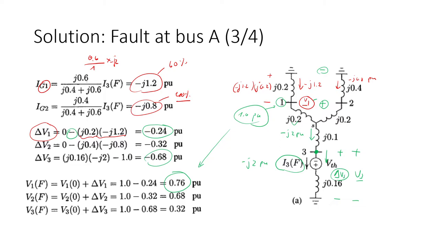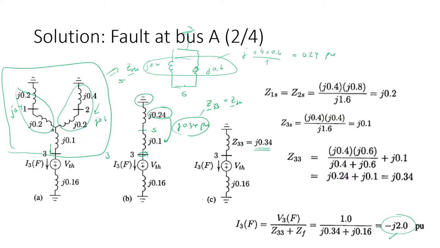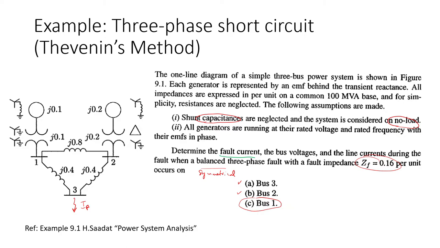When you know the voltage at bus 1, 2, and 3, now you can find the current flowing from each of these buses during the fault. This is question number 3, because the third question is the line current during the fault.